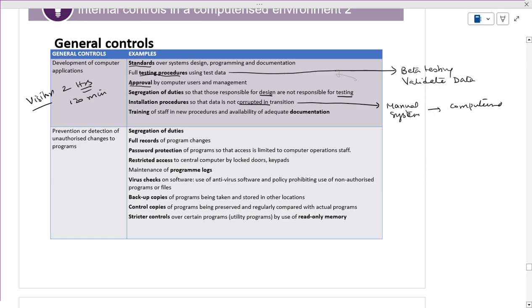Now what do we have to do? We cannot move straight away, in one go, from the manual to the computer system. There will be a transition. First you have to convert. You should not stop the manual system immediately. First you have to transfer the data, then check and verify the data. Then both systems should work simultaneously. Once the computerized system is working to satisfaction, only then are you going to wind up the manual system. This is the procedure, the installation procedure so that data is not corrupted. Backup facilities.